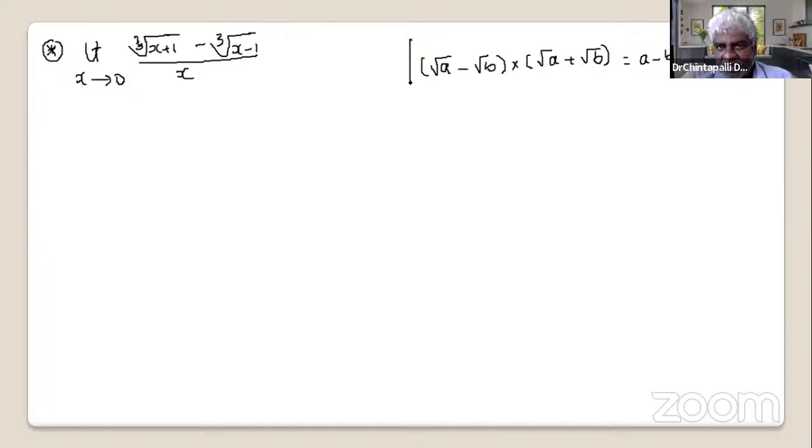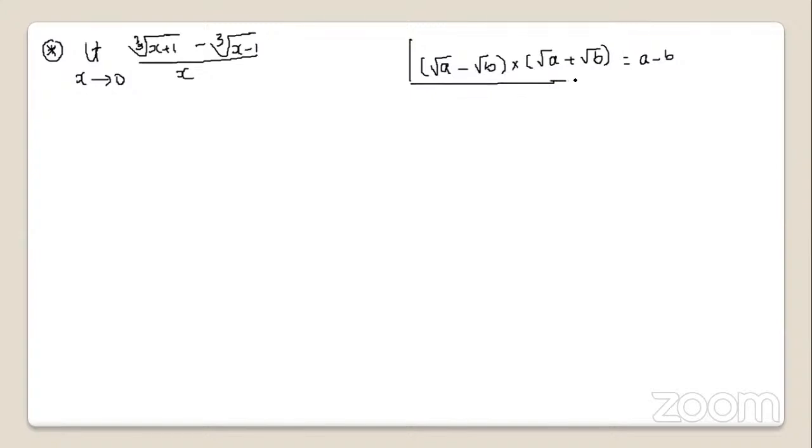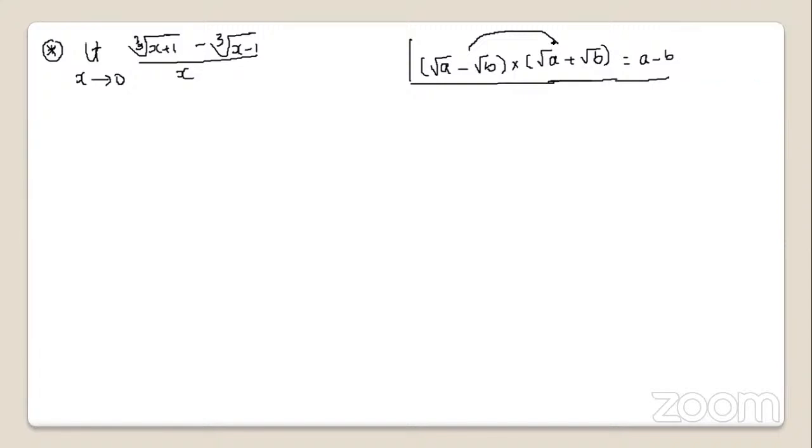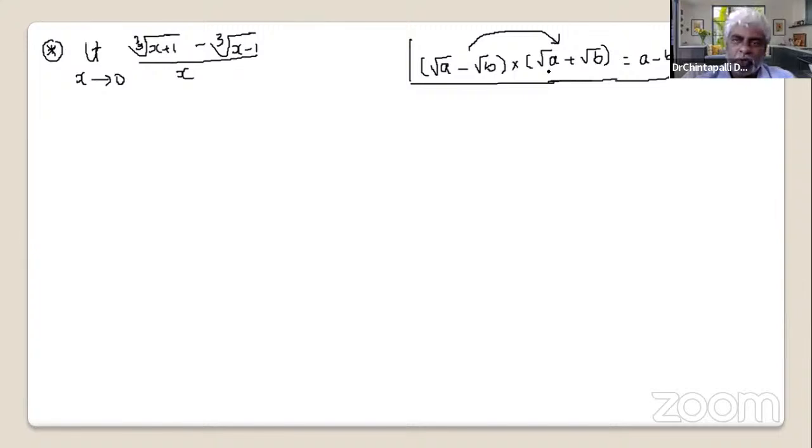Rationalization. In rationalizing a value, we multiply with the rationalizing factor. The rationalizing factor of root a minus root b is root a plus root b, and vice versa. The rationalizing factor of root a plus root b is root a minus root b, because in this multiplication we get a minus b, free from roots.